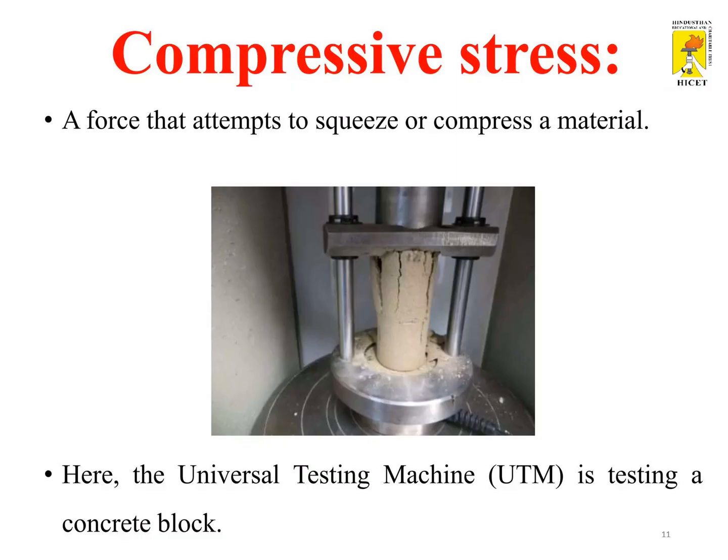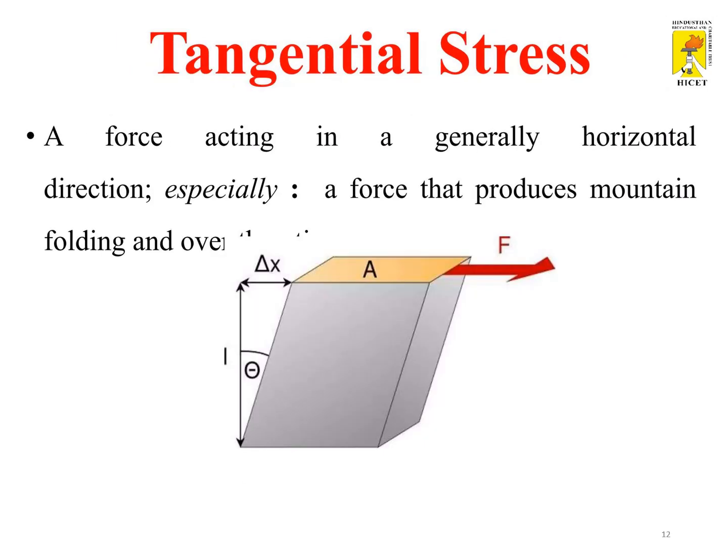With compressive stresses, forces compress the material, and it tends to crack, break or take a deformed shape. Tangential stress is where a force acts in a general horizontal direction, especially like the forces produced in mountain folding. It is called tangential because we apply the forces tangentially.